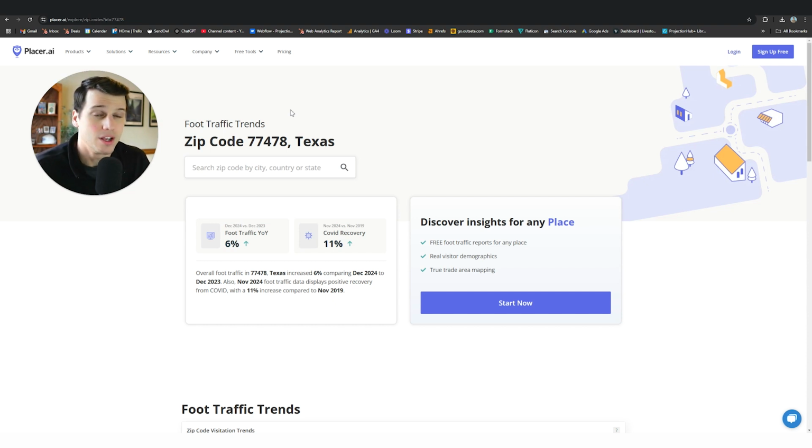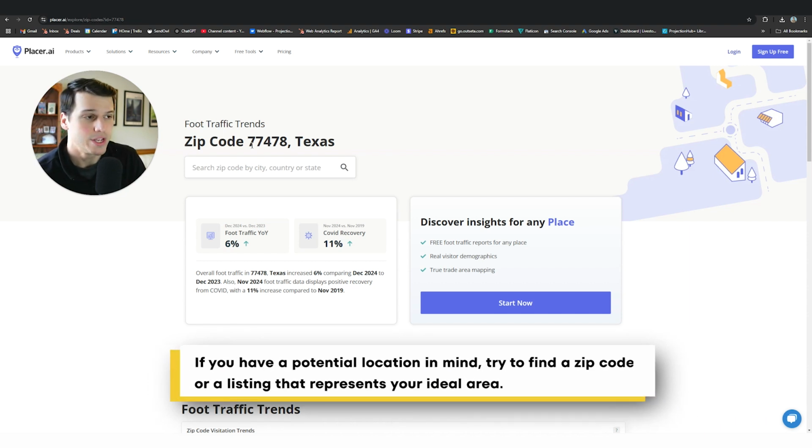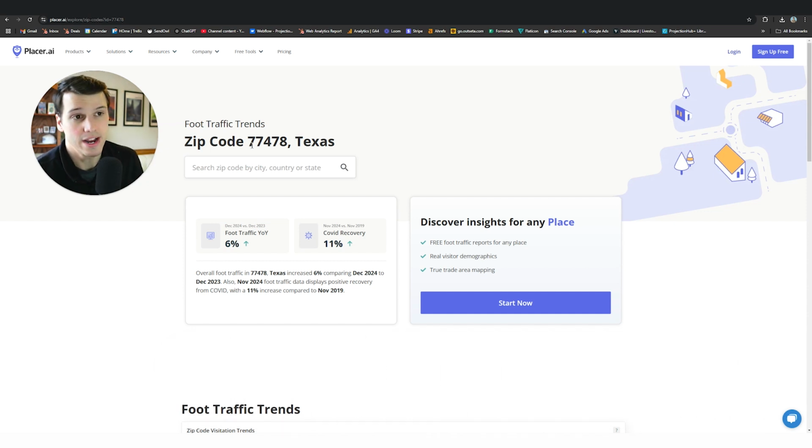If you're opening up a restaurant, a coffee shop, a retail store, a tire shop, a car wash, anything like that, this is gonna be valuable data. So if you know where you might have a location, try to find a zip code, try to find a listing that you think would represent an ideal type of location and ideal area, right? So get that zip code, come over here, put in the zip code and search for that.